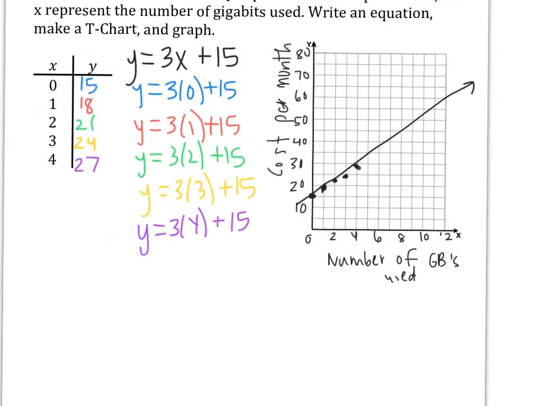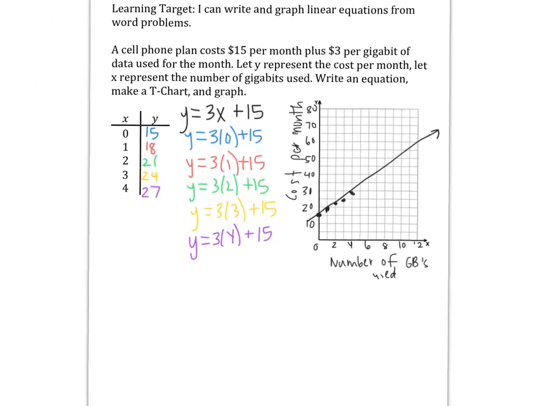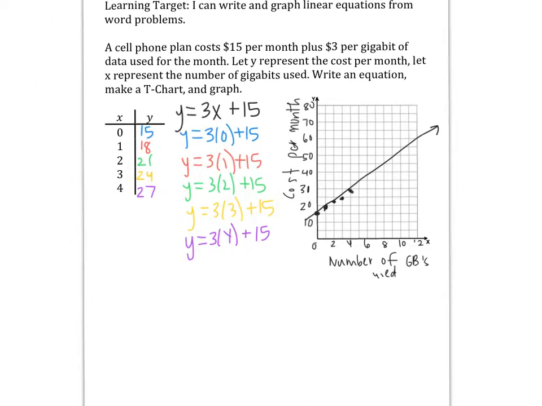So again, what we did is we wrote an equation from this word problem, created a t-chart or a table with ordered pairs that we found and filled in, and then made our graph. We labeled our axes, we labeled by an appropriate unit amount, and then we made our straight line for our graph. Let's take a look at the next example.